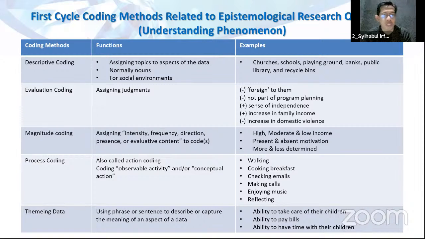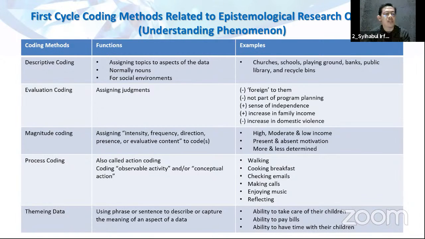And evaluation coding. The function is to assign judgments. For example, "foreign to them" is negative; "not part of program planning" is also negative. Sense of independence, positive. Increase of family income, positive, and increase in domestic violence, negative, and so on and so forth. Magnitude coding: assigning intensity, frequency, direction, presence, or evaluative content to codes. For example, high, moderate, and low income; present and absent motivation; more or less determined, and so on and so forth.